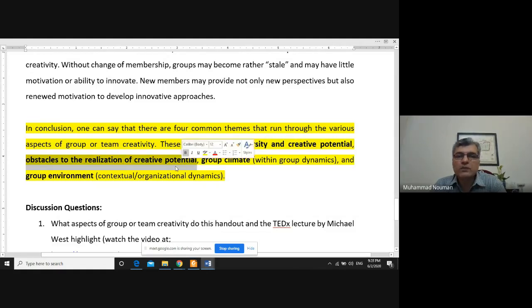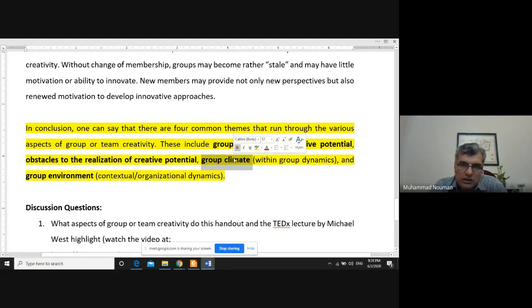So, for example, there are various factors which can inhibit creativity. For example, just a while ago, I mentioned that due to diversity, if there is room for conflict and that conflict is not managed, that can eventually backfire and result in creating hurdles for the creative potential of the team or group. Similarly, the third factor which can influence group creativity or team creativity very strongly is group climate.